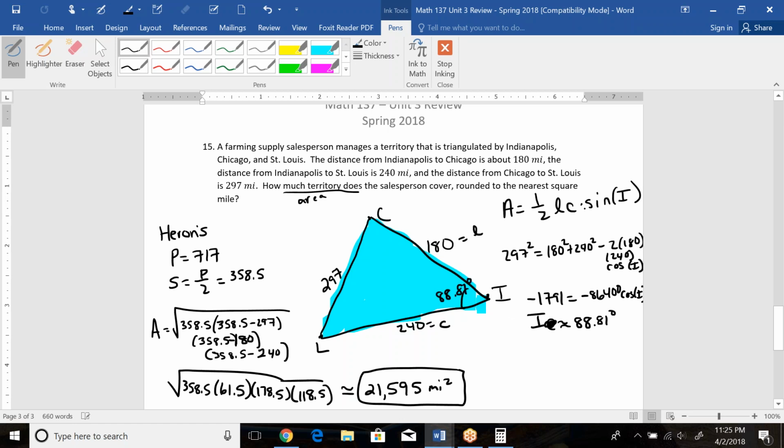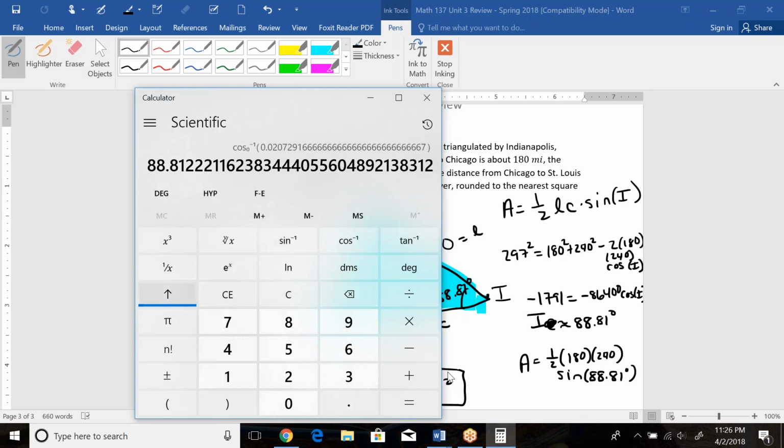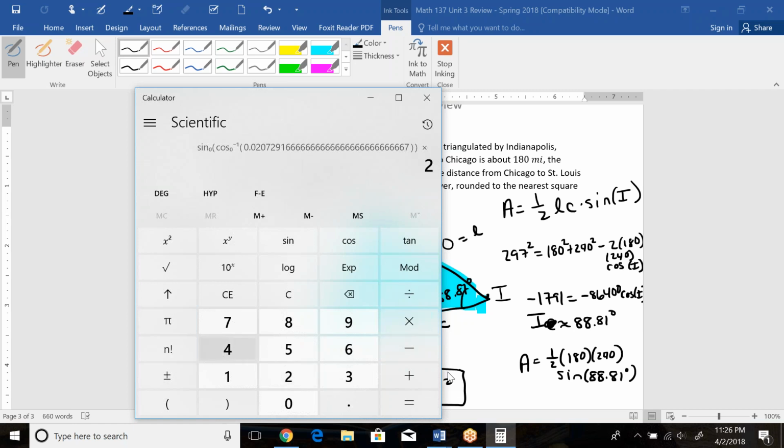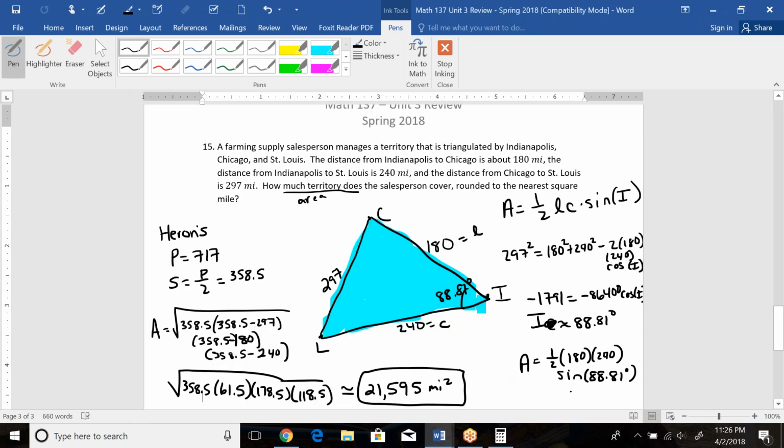If you find it this way, you can now plug it into the formula. So area equals 1/2 times 180 times 240 times sine of 88.81. Remember, the area formula, if you use this, is always the sine of the included angle. So we do sine of that, times the 240 times the 180, and then we cut it in half. Notice you get the 21,595 again. So either way, there were two ways you could have solved this, and either way gives me the correct answer.